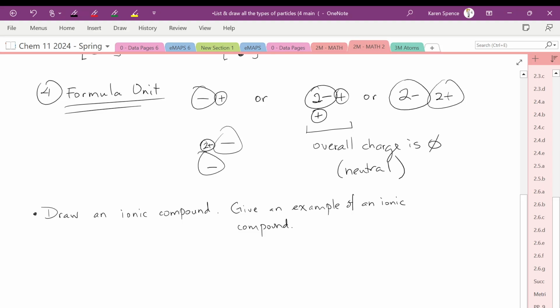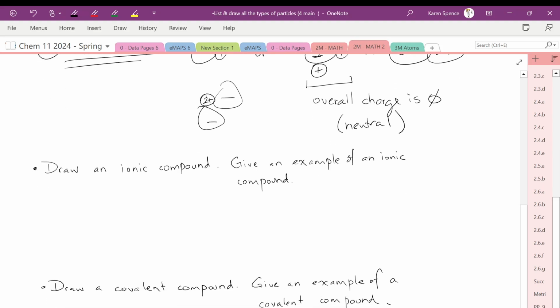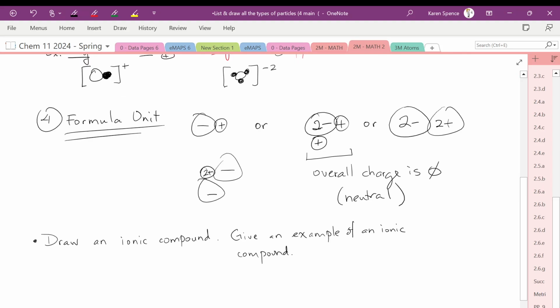Have you successfully drawn an ionic compound? How many people feel they may have successfully drawn an ionic compound? 3 of you, 4, 5, 6, 7, 8, 9. Okay, at least half of you. That's good. What kind of compound is this? That is an ionic compound.